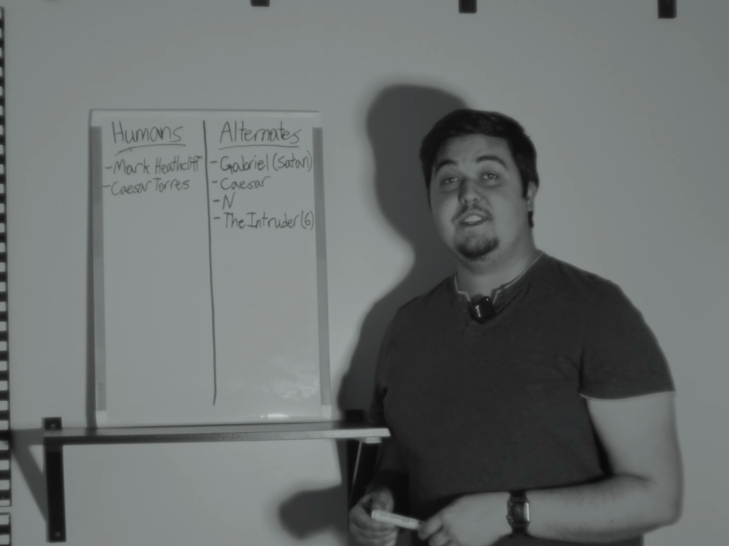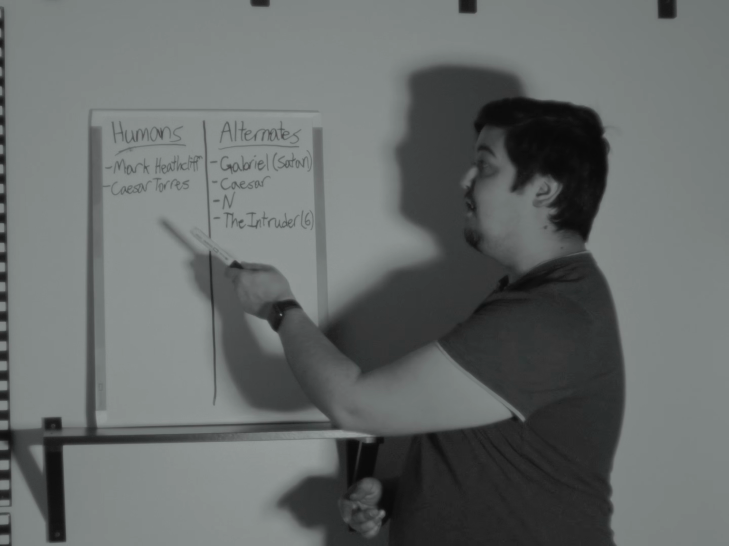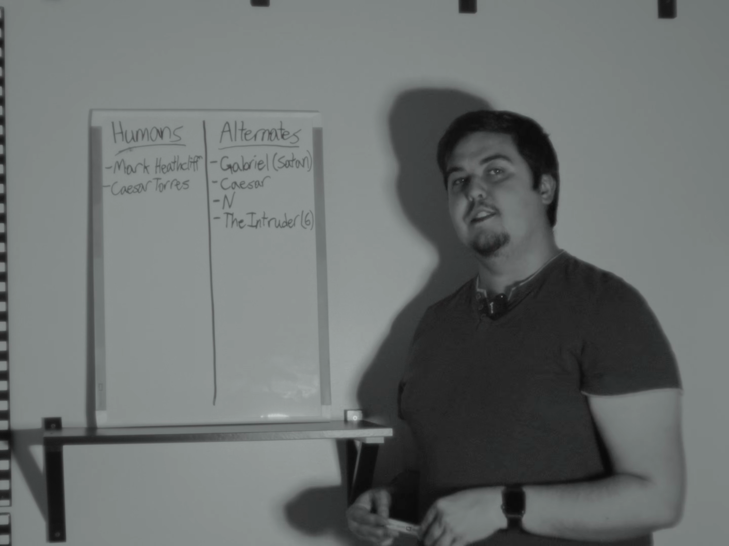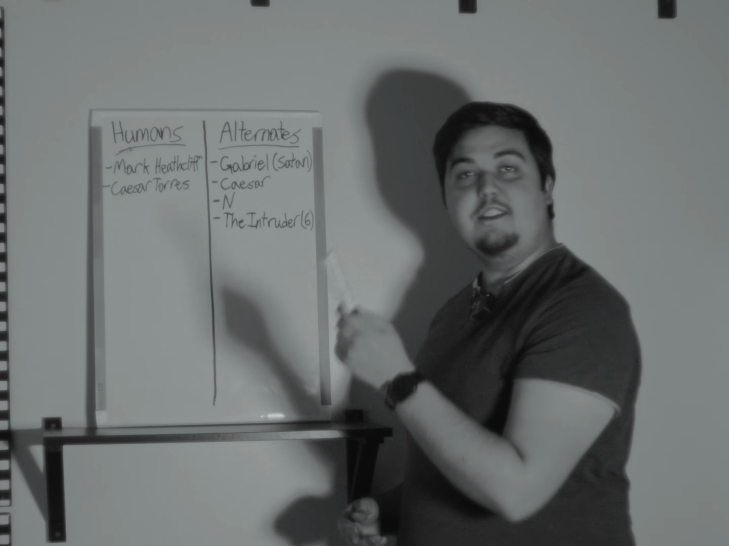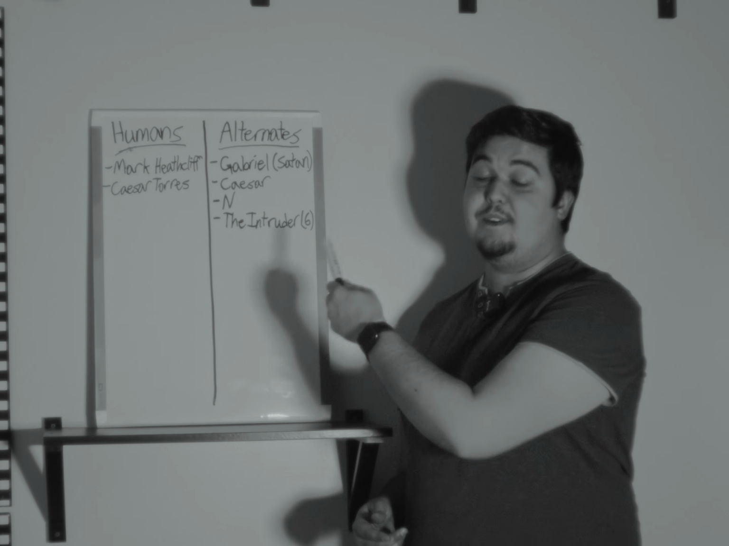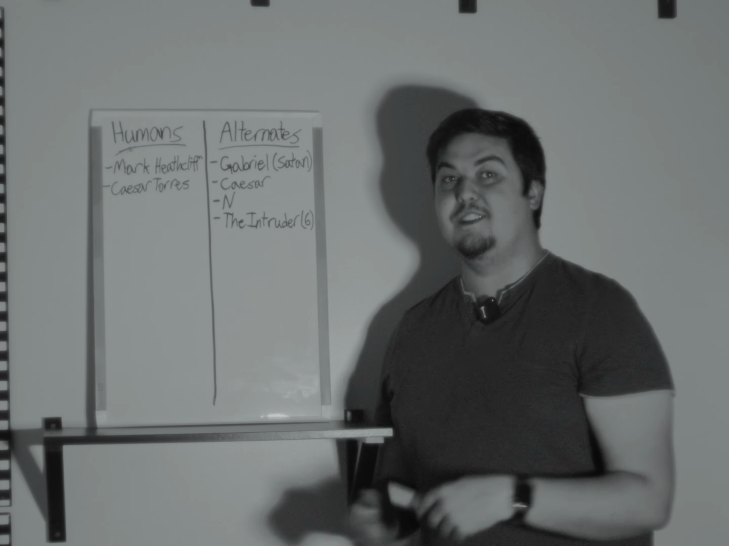And now I can officially say that the two categories of characters that we're going to be introduced to in the series are humans and alternates. The main humans introduced to us in this episode are Mark Heathcliff and Cesar Torres. I also have Cesar on the alternate side because yeah, he's definitely an alternate at this point. The human Cesar is more than likely dead.